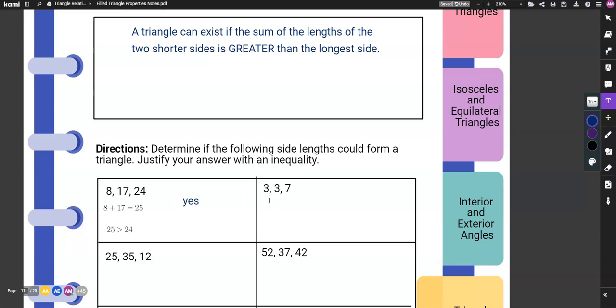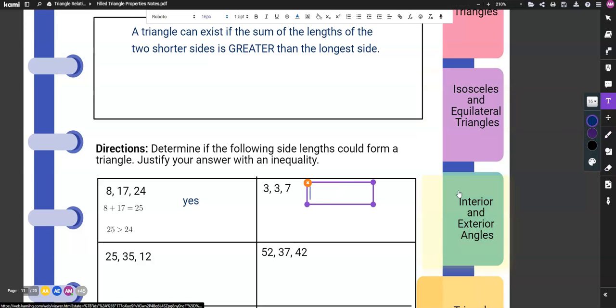Next one, 3, 3, and 7. 3 plus 3 is 6. 6 is less than 7, so therefore the answer is no, because 6 is less than 7.